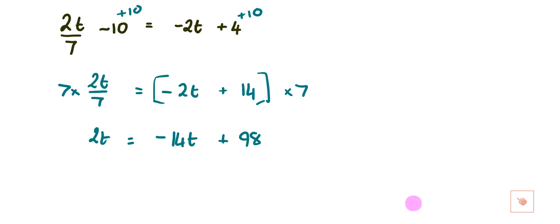What do we do next? Subtract 2t? We could, but I'm not going to do that. Because I've got negative 14t and positive 2t, I don't want negative t. So actually my first step would be to add 14 t's to both sides, giving me 16 t's on that side and only 98 on that side.